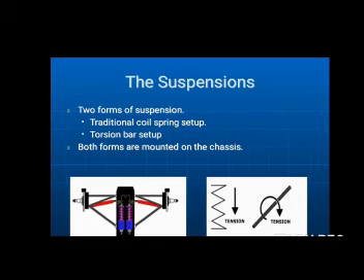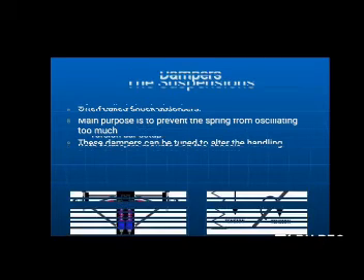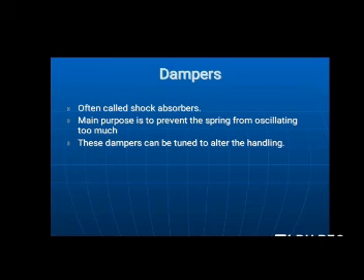The suspensions. Two forms of suspension: traditional coil spring setup, torsion bar setup. Both forms are mounted on the chassis. Dampers, often called shock absorbers, have the main purpose of preventing the spring from oscillating too much. These dampers can be tuned to alter the handling.